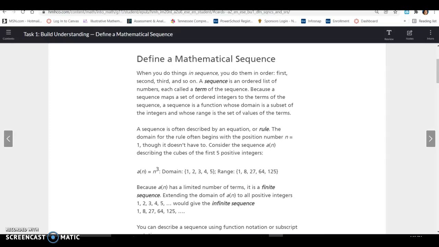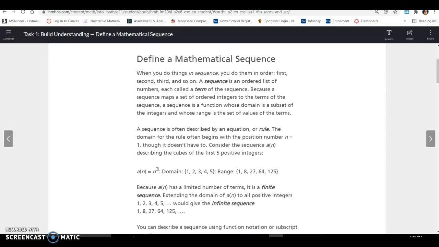Lesson 13.1, Task 1. So there's a lot of definitions in this section, so make sure that you get these definitions as we go through this first part. All right, it says define a mathematical sequence. When you do things in sequence, you do them in order, first, second, third, and so on. A sequence is an ordered list of numbers, each number a term of the sequence.